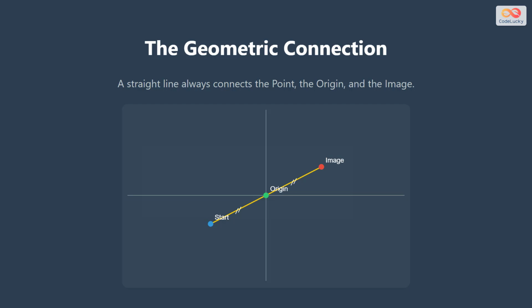Geometrically, if you draw a line from your starting point to the image point, that line will pass directly through the origin. The origin acts as the midpoint. This confirms that our rotation is perfectly symmetrical around the center.